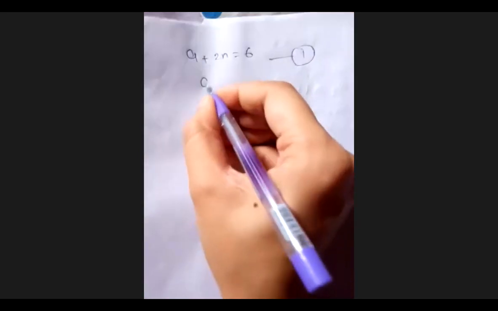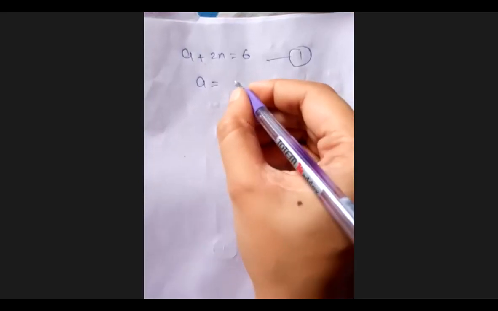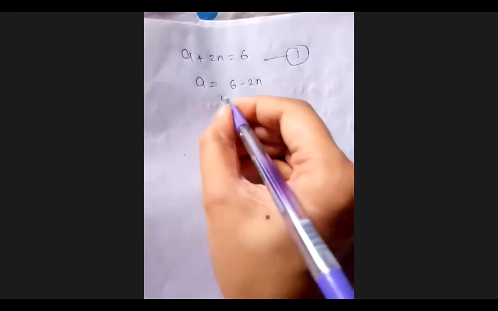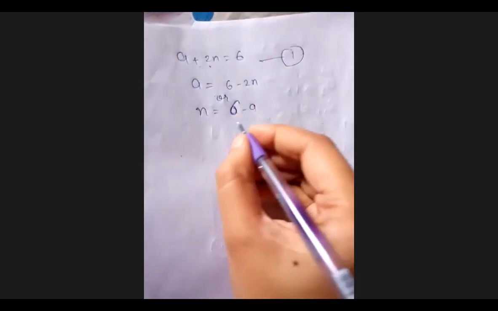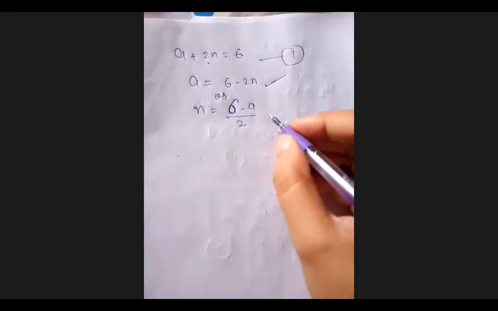If you make it here, what can you find from here? Either the value of n in terms of, just 1 minute, I'm solving this question. This is your equation first. Here you can find the value of this A. You can find the value of A as 6 minus 2n, and if I have to tell the value of n, then you know that 6 minus A upon 2. So you can apply this value or this value.